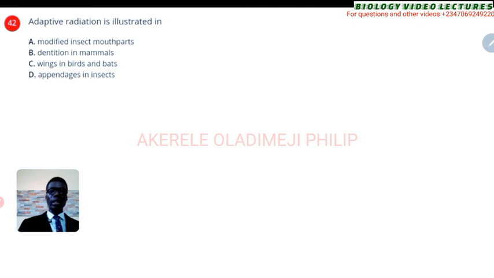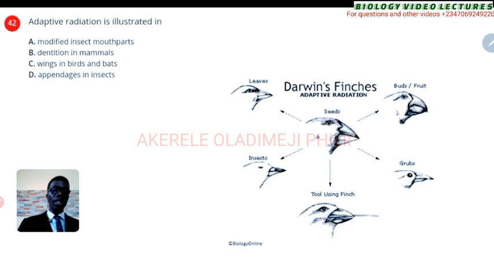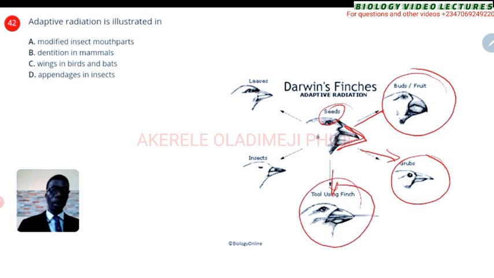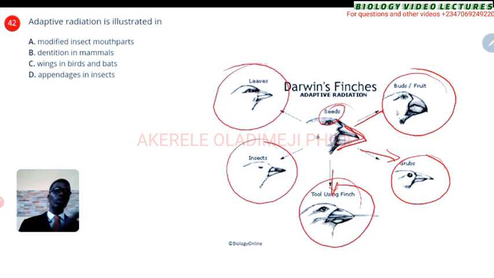Adaptive radiation is illustrated in, okay. Now, this is what adaptive radiation means. This is the beak of a bird which used to eat seed. Then over a period of time, other types of beak were developed based on the type of habitat they found themselves in. This was actually observed by Darwin when he went to Galapagos Island, and he saw that one particular bird's beak had changed as it radiated into other types of birds, and that happened because of the demands of where they are found.